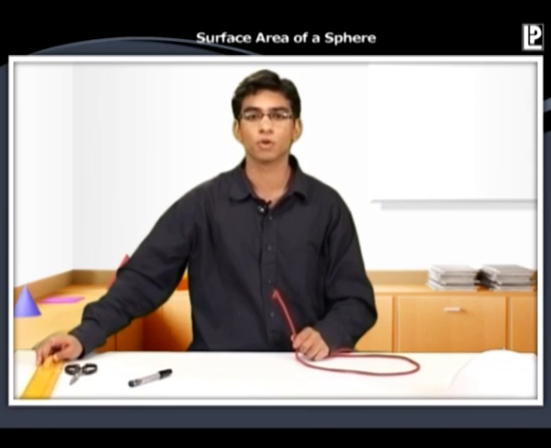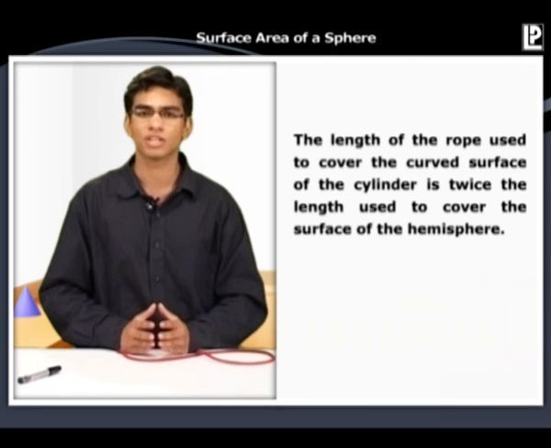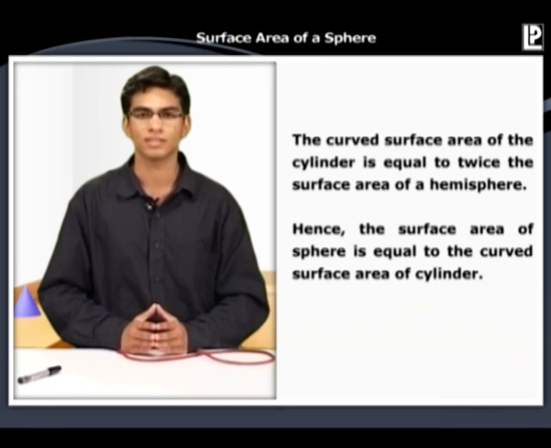Since the thickness of the rope used in winding the hemisphere and the cylinder is uniform, we can say that the surface area is proportional to the length of the ropes approximately. Now, let's compare the lengths of the two pieces of the ropes used. We see that the length of the rope used to cover the curved surface of the cylinder is twice the length used to cover the surface of the hemisphere. Surface area of cylinder is equal to twice the surface area of a hemisphere.